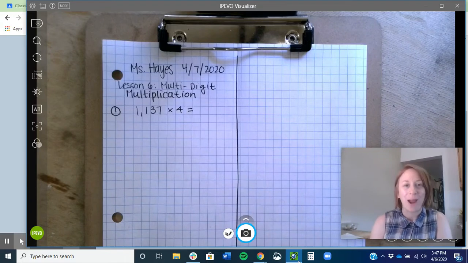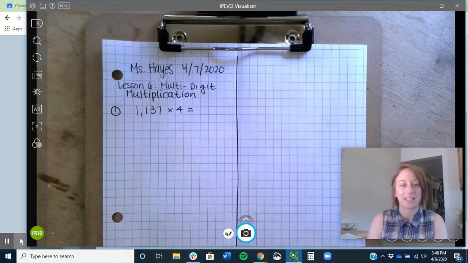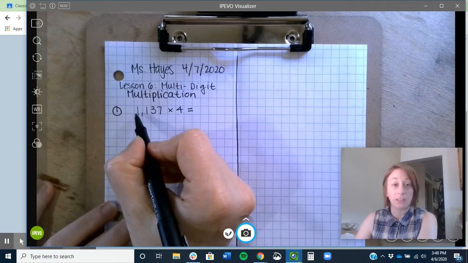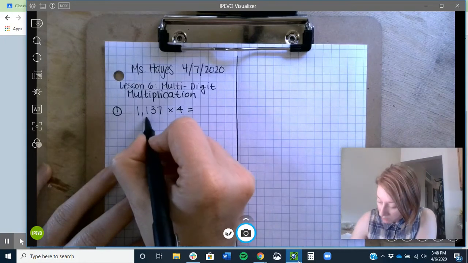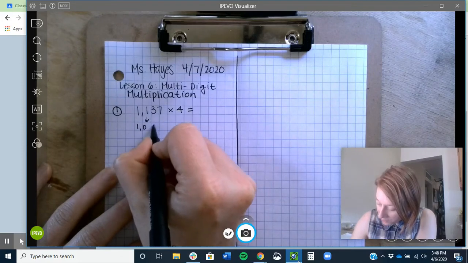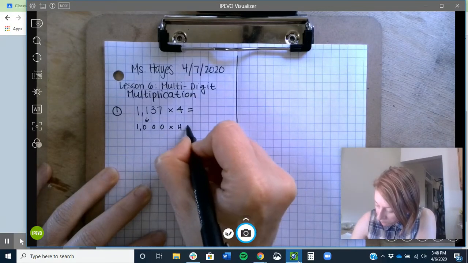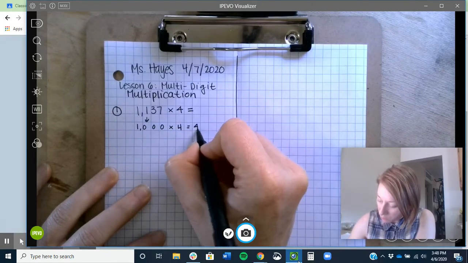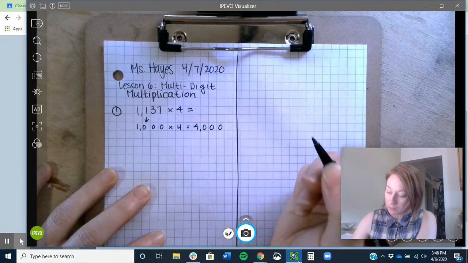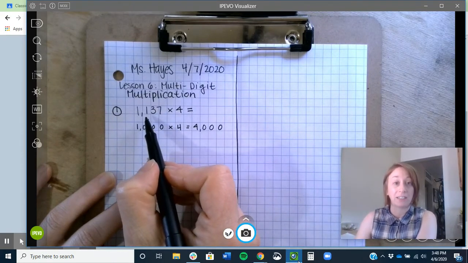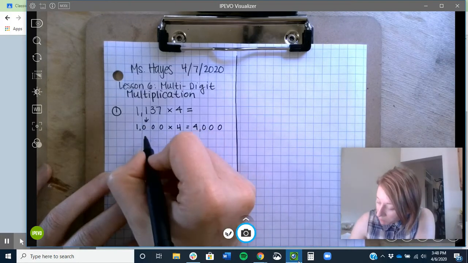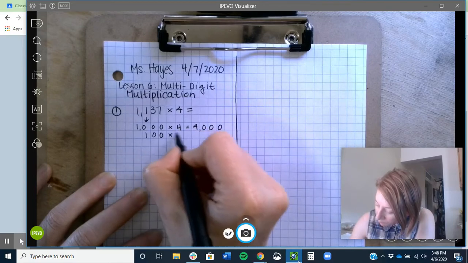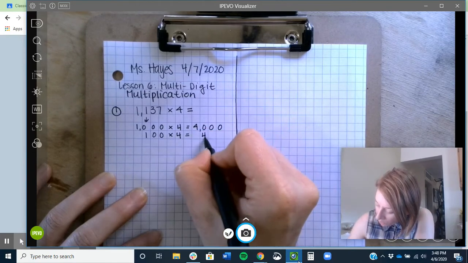Let's review the strategy that we practiced yesterday where we break it apart into thousands, hundreds, tens, and ones. The first digit is a 1. This value is, that's right, 1,000. So our first number sentence is going to be 1,000 times 4. 1,000 times 4 equals 4,000. The next digit is also a 1, that's in the 100s place. So our next number sentence is 100 times 4 equals 400.